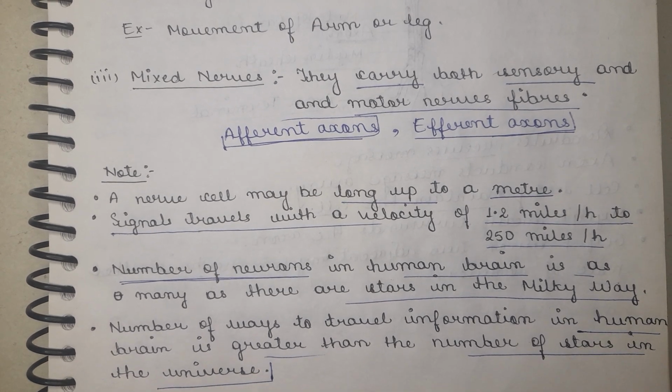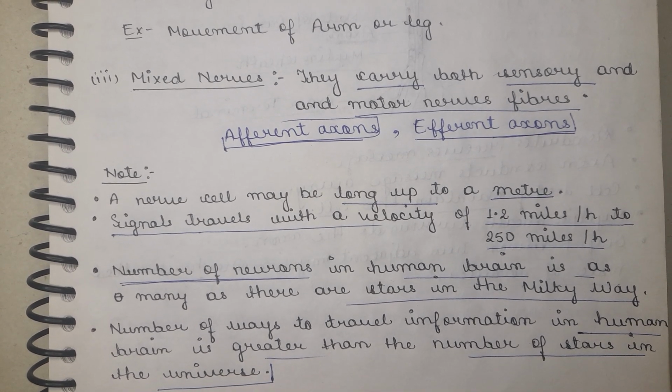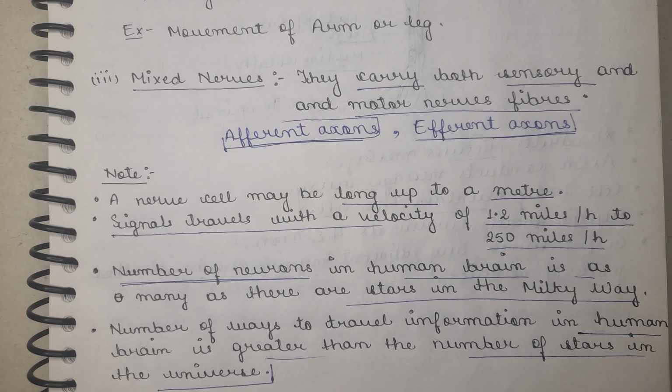Now this was all about the types of nerve cells. In the next video we will talk about another chapter.